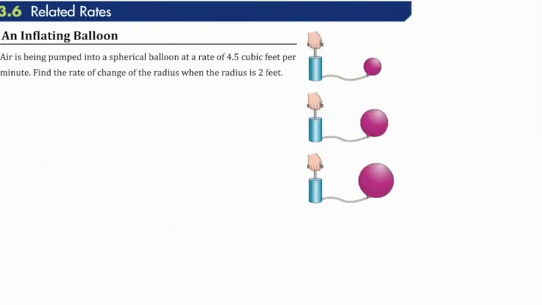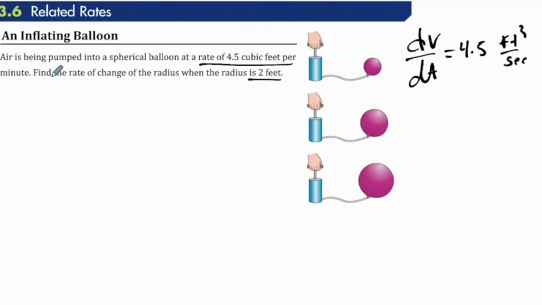Next, we have an inflating balloon. It says air is being pumped into a spherical balloon at a rate of 4.5 cubic feet per second. So this is a rate. That means we're talking about dV/dt. The change of volume as time goes by is 4.5 cubic feet per second. So find the rate of change of the radius when the radius is 2 feet. So we're going to find dr/dt when r equals 2.